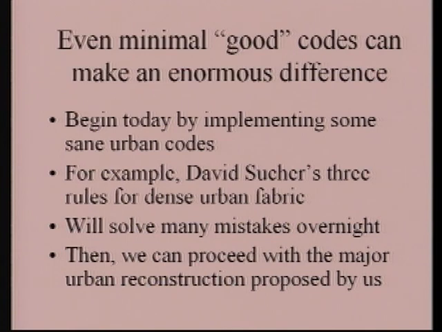Now, let's turn positive here. Even minimal good codes can make an enormous difference. We can begin today by implementing some sane urban codes. For example, take David Sucher's 3 rules for dense urban fabric. It will solve many mistakes overnight. And then, just by implementing 3 rules, we can proceed with a major urban reconstruction proposed by us.